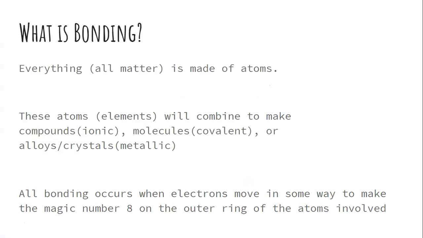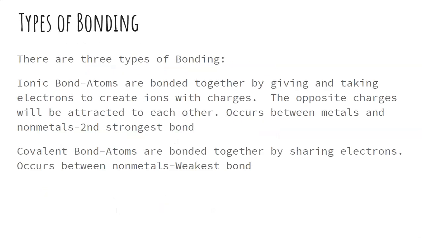Everything is made up of atoms. These atoms will combine to make compounds if you're dealing with ionic bonds, molecules if they're covalent, or alloys slash crystals if you're dealing with metallic. All bonding occurs because electrons move in some way to make the magic number 8 on the outer ring of the atoms involved. Okay, we are trying so hard to get to that magic number 8.